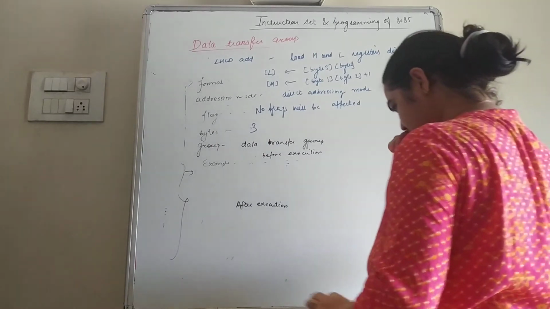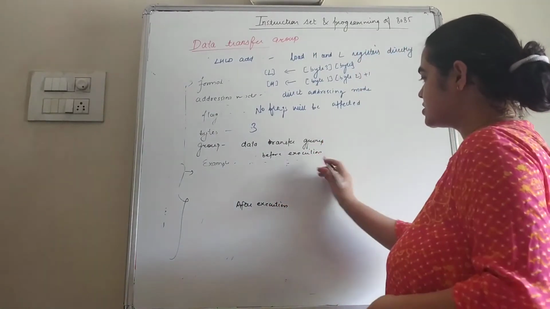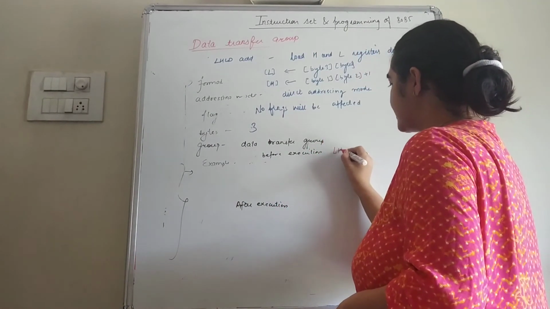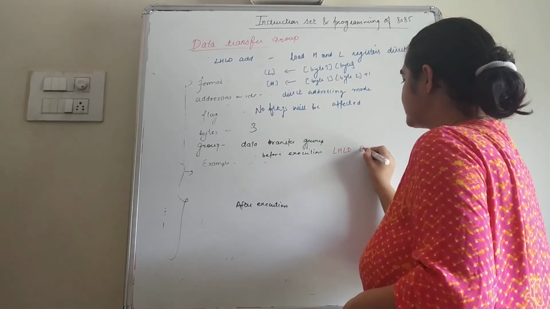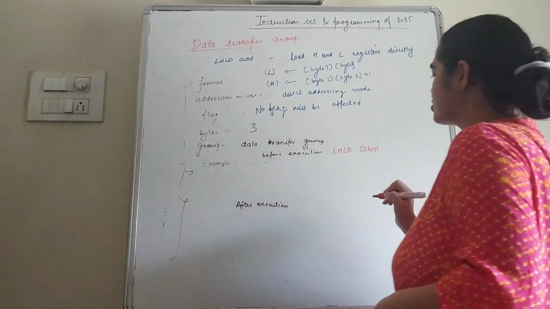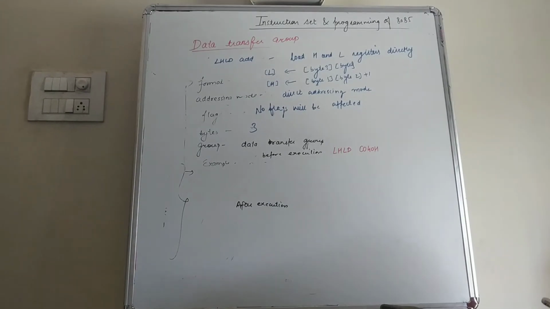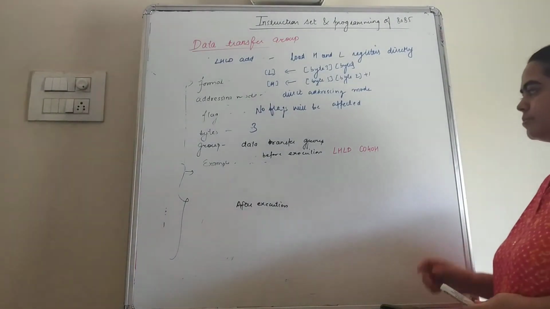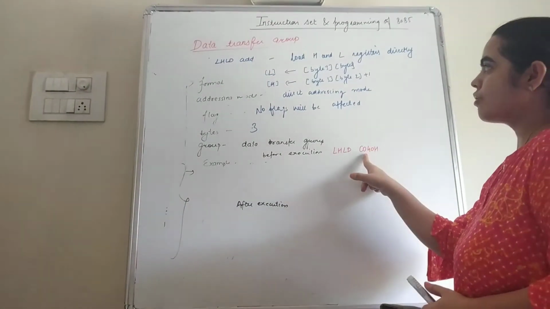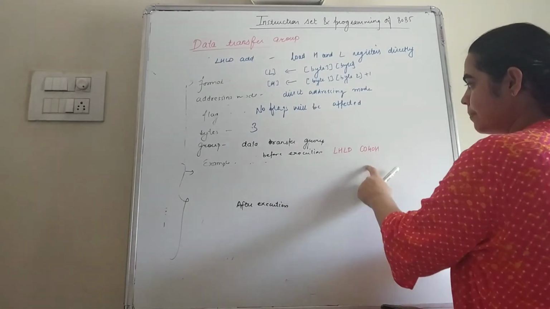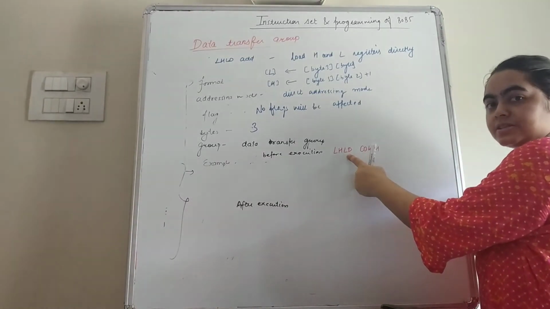Now we can see it with the help of an example. How does this work? Suppose we have the example LHLD C040H. This address is specified in the instruction. That means the contents of this address will be loaded into the L register.